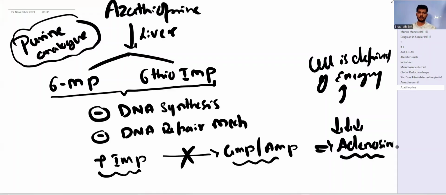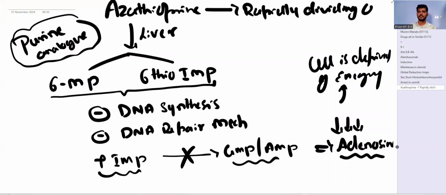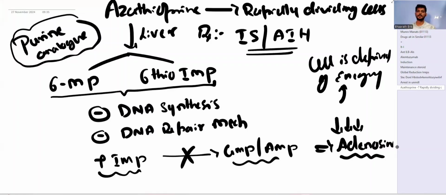But the problem with azathioprine is that because it is inhibiting the DNA synthesis, it acts on all the rapidly dividing cells. There is one advantage to it because it is acting on all the rapidly dividing cells. It can be used as an immunosuppressive agent, or it can be used in autoimmune conditions like autoimmune hepatitis. But the problem is because it acts on all the rapidly dividing cells, it can act on gut mucosa also. It can act on liver also.